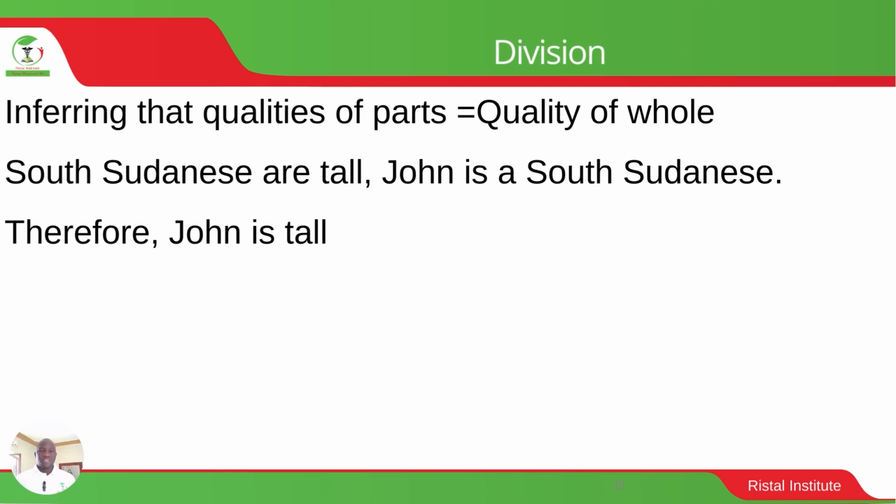The fallacy of division is to say that if you have the whole, the parts are the same in qualities as the whole. So for example, we use the water and the hydrogen. Meaning that the properties of water separate and hydrogen separate are equal to the properties of water that you usually know. No, that's not the case. So for example, someone says South Sudanese are tall. John is a South Sudanese, and therefore John is actually tall. No, John could actually be short because there are also short South Sudanese.